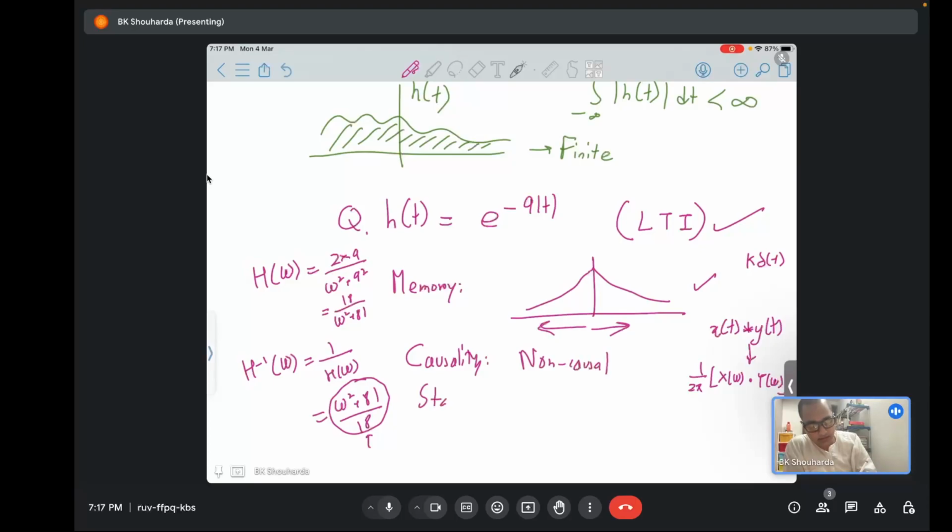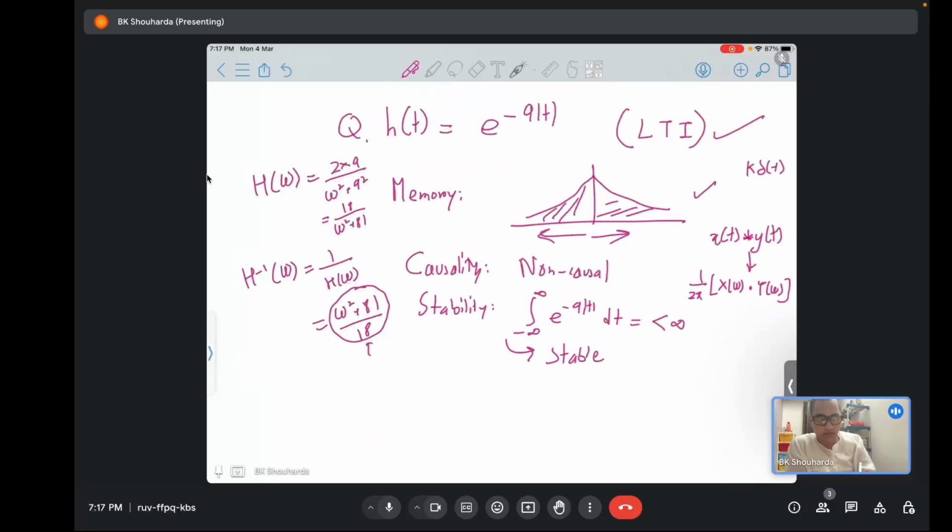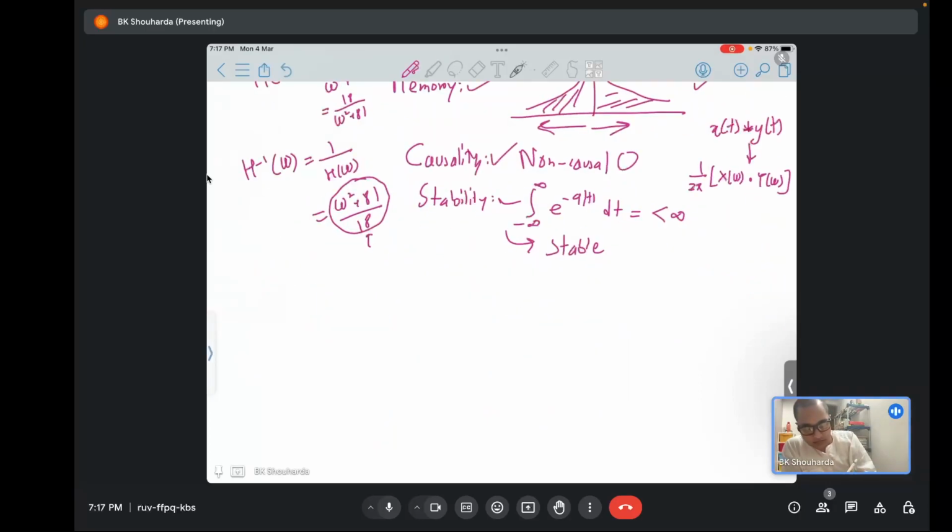And look at stability. We can evaluate the integral of e to the power minus 9 mod t dt. See, this exponential has finite area, so this is less than infinity, so this is a stable system. So we found that this has memory, this is a non-causal system, and this is a stable system. Now let's look at a different system, h(t) = e to the power minus t plus e to the power (t minus 5)/2 u(t).